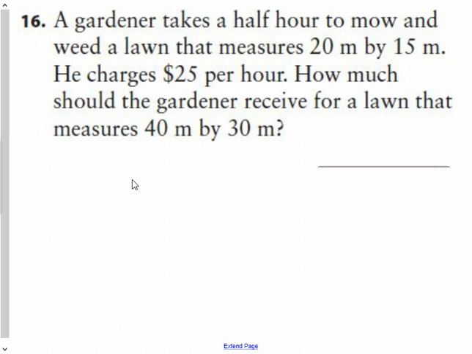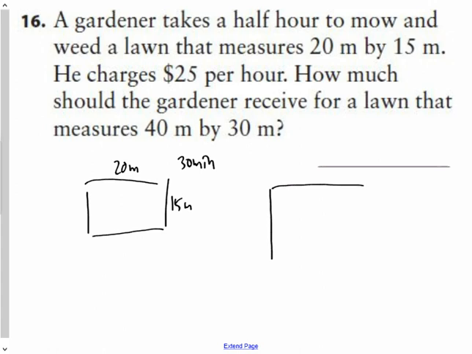Question 16 says a gardener takes half an hour to mow and weed a lawn that measures 20 by 15 meters. So the first thing I'm going to do is get my bearings and say it's 20 meters by 15 meters, and it takes 30 minutes to do this lawn. He charges $25 an hour. How much should the gardener receive for a lawn that measures 40 by 30? I'm just going to draw a 40 meter by 30 meter lawn here.